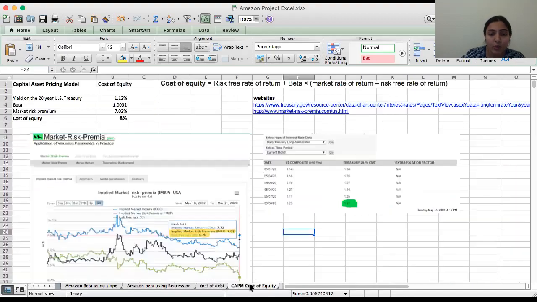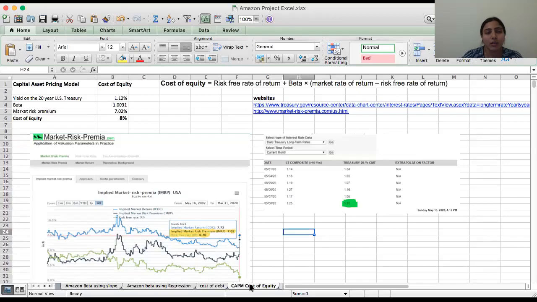Now let's move on to my next slide. There are 3 methods for finding out the cost of equity. The first one is CAPM, the capital asset pricing model, the second is DCF, and the third one is bond yield plus risk premium. I will show you all 3 methods step by step. The first one is the capital asset pricing model.